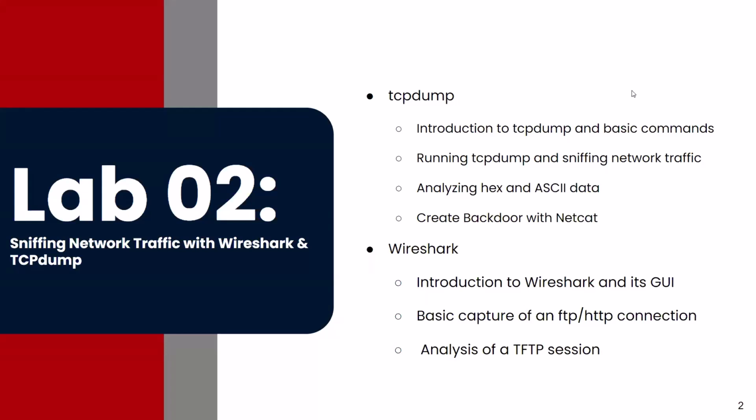So what I will do is introduce you to both of these tools. Then we're going to run some TCPdump and sniff some traffic on the network, and see what's going on. Then we're going to analyze it and see the hex and the ASCII data being sent between two machines. Then we're going to do something pretty cool that I really haven't seen anybody do in the labs. We're going to create a backdoor using what we normally call Netcat. And then we will see how TCPdump is able to capture that and show us what is going on.